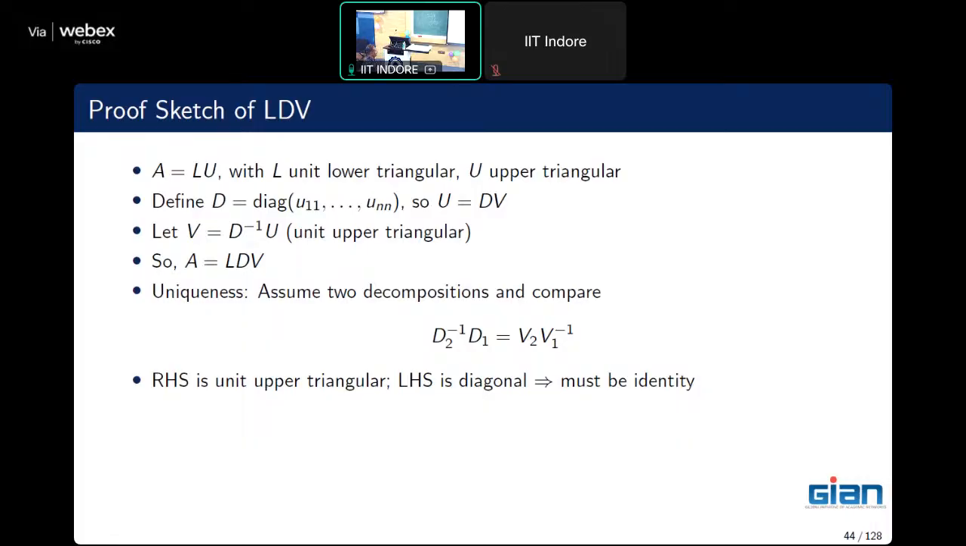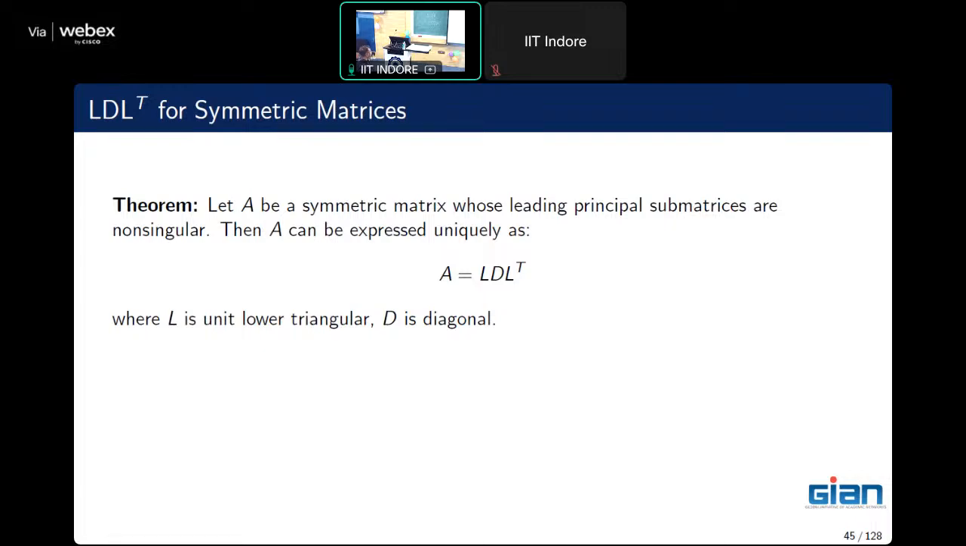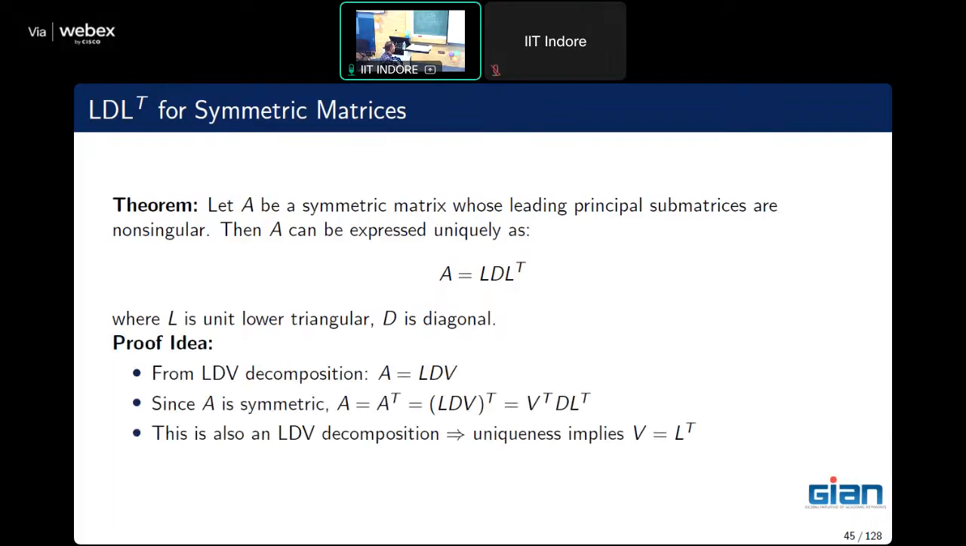And this uniqueness you can find in this way, and finally you will get this matrix equation A equal to LDU, where D is the diagonal. Similarly, if the matrix is symmetric, then you can write A equal to LDL^T. L is unit lower triangular, D is diagonal, and L transpose is unit upper triangular. So from LDU, you have LDL^T if it is symmetric.